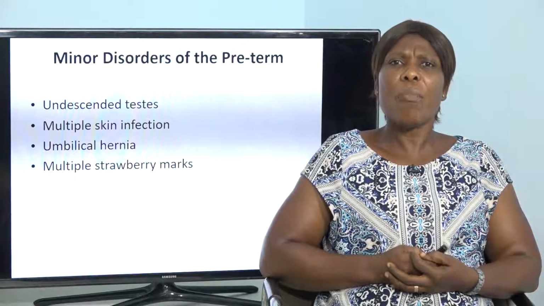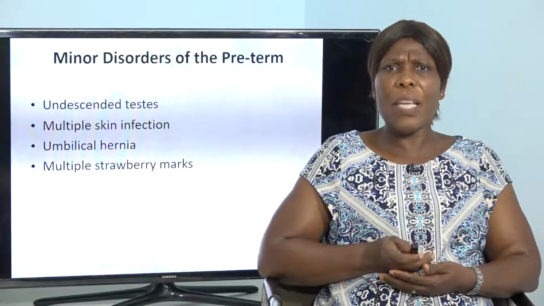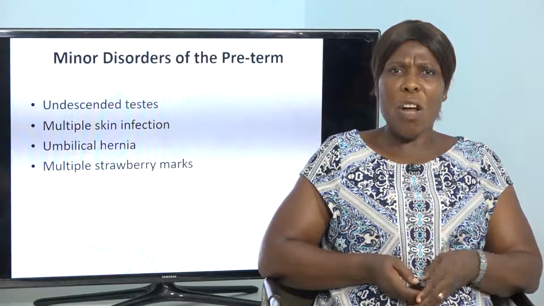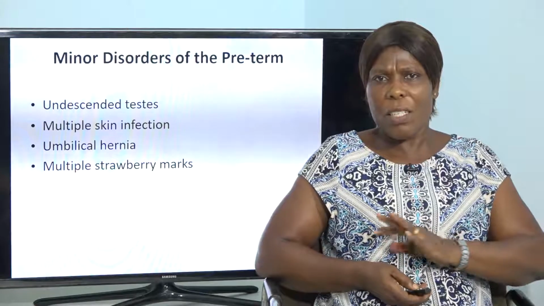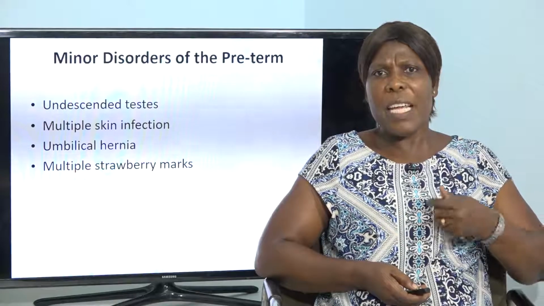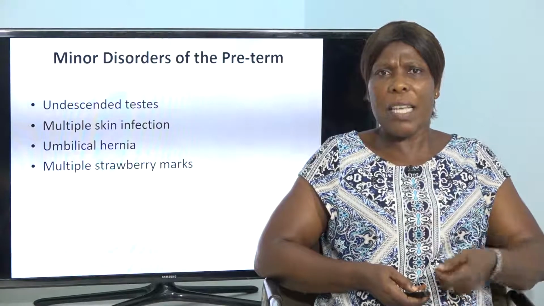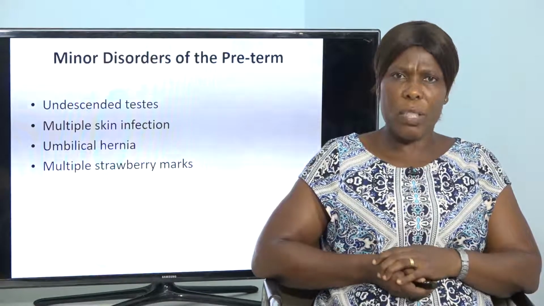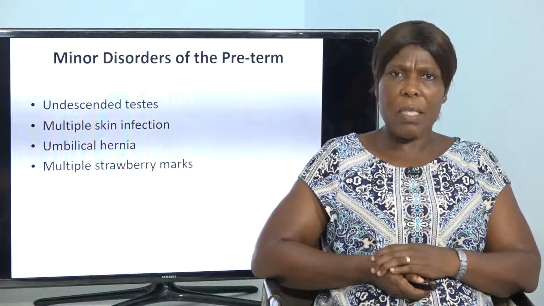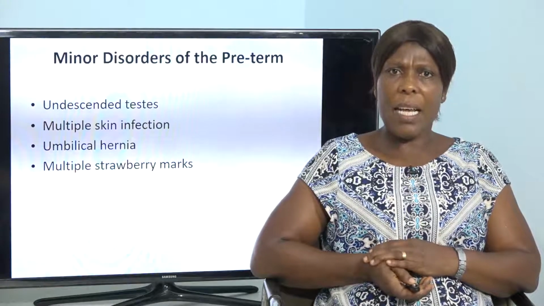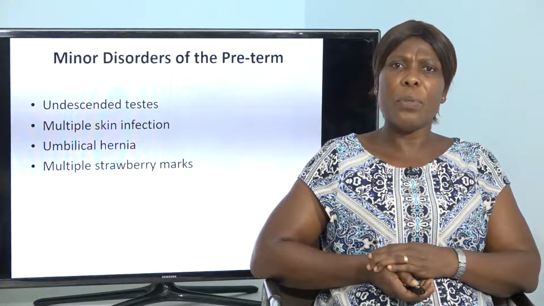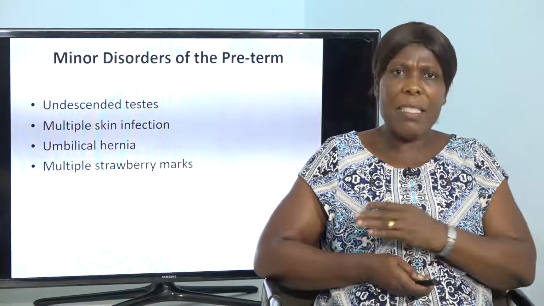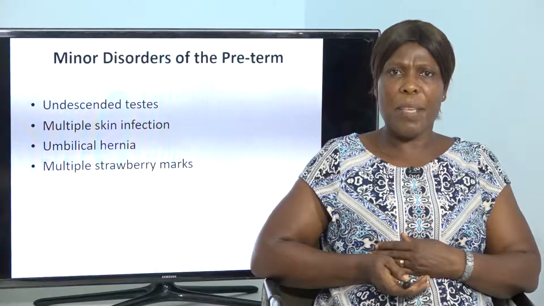And then they also have umbilical hernia. With this one, you see examples. Some of them, because the umbilicus is not well formed, you see the intestinal content protruding through the umbilical cord. So they normally have this umbilical hernia. And then the multiple strawberry mark. You see some patches on the skin of the baby.